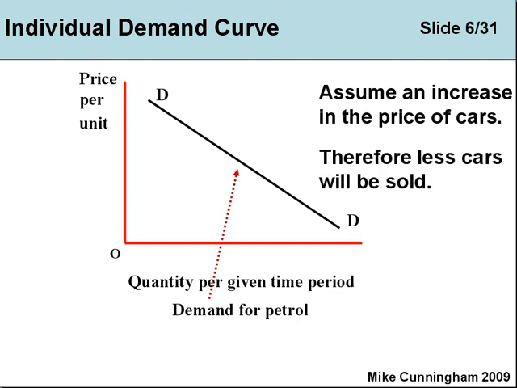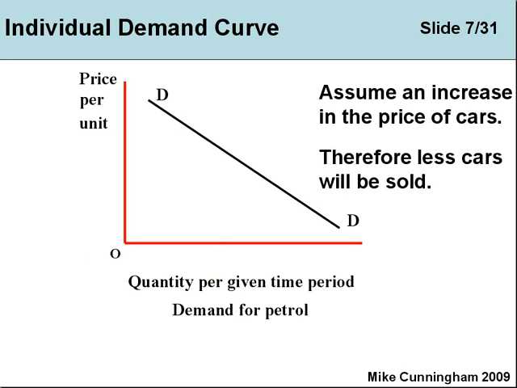So this is our diagram, the demand for petrol. We'll assume here an increase in the price of cars, therefore less cars will be sold. So there'll be less cars on the road, and this is our demand for petrol.